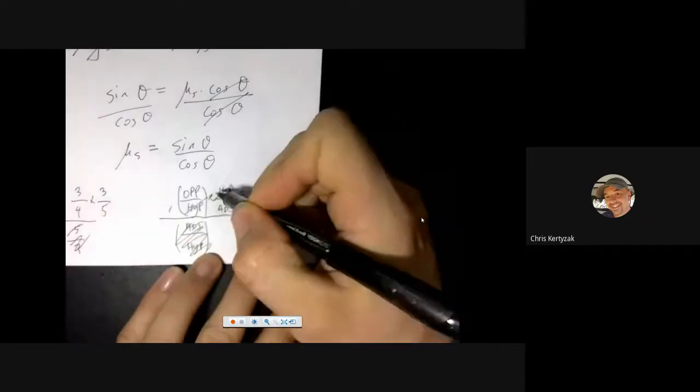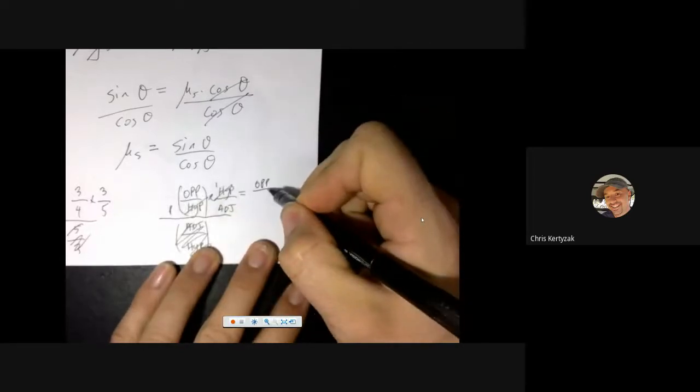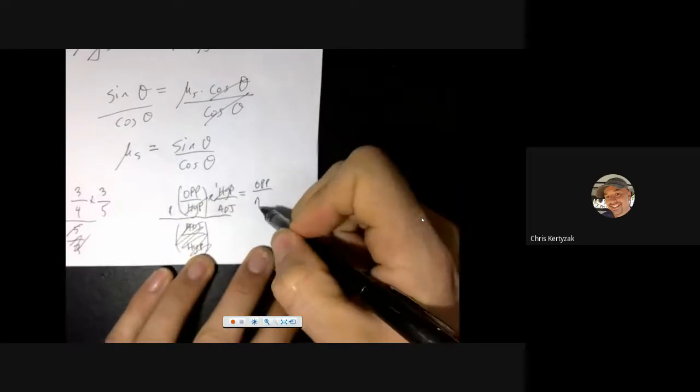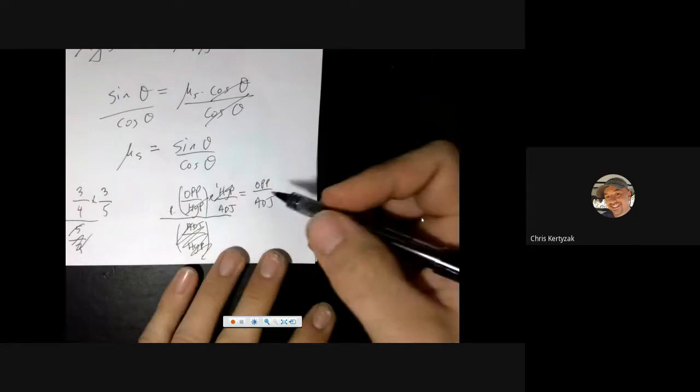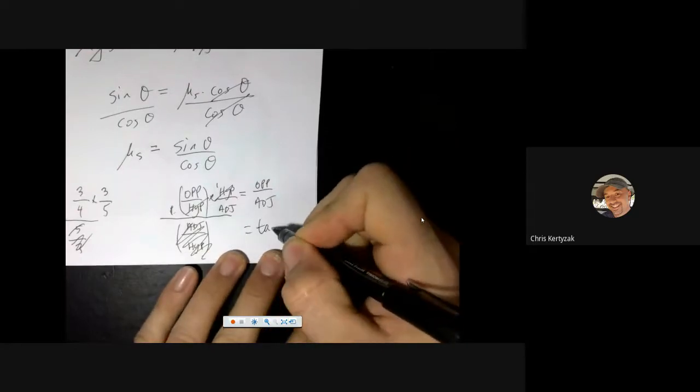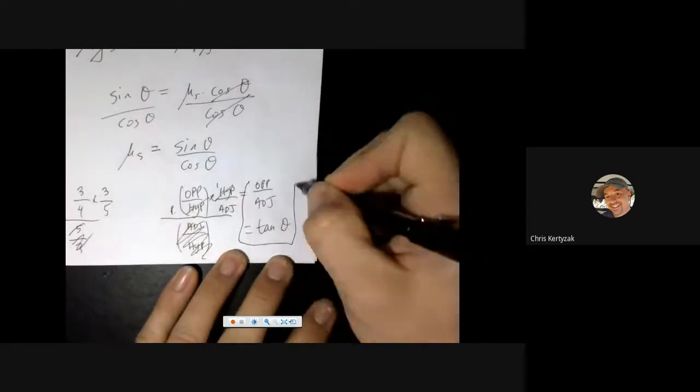Hypotenuse over adjacent. I now see that hypotenuse and hypotenuse cancel, leaving 1 behind. So opposite times 1 is opposite. 1 times adjacent is adjacent. So we're left with opposite over adjacent. Wait a minute, isn't that tangent? It is. It is tangent, because tangent of theta is equal to opposite over adjacent.